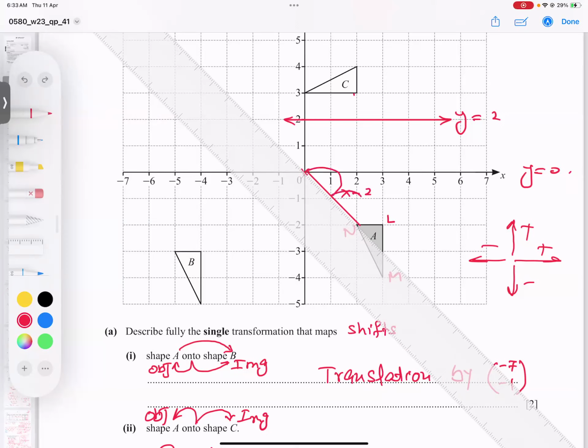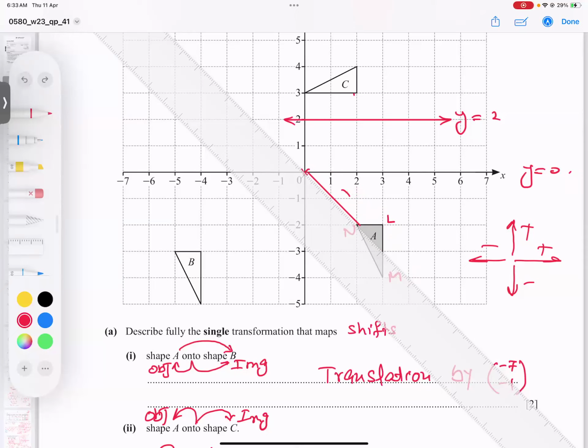Let's repeat: 1 and 2 boxes, 2 twos are 4. But negative means going back. If it's a positive sign, we count the same way: 1, 2, 3, 4. So this N will shift here. If it's a positive 2, we'll move in the same direction, but if negative 2, we'll go in the opposite direction.